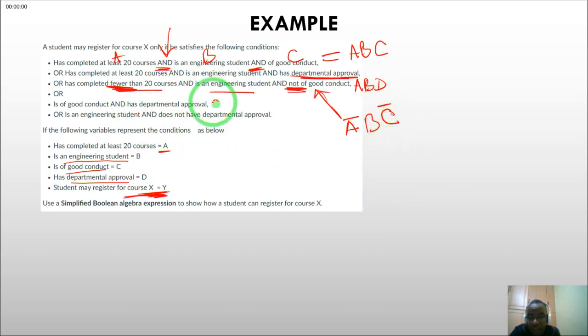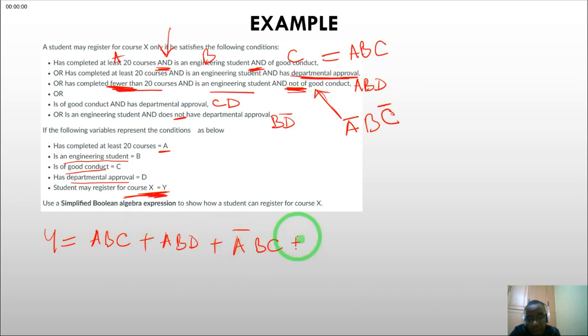So the other one, we can express as CD, because it's good conduct and departmental approval. And the last one is expressed as B D bar, because this is not having departmental approval. So the final expression may be written as Y equals A B C, or A bar B C, or B D, or B D bar. This is the problem we want to solve using basic Boolean algebra. And in particular, we note that we are going to apply the consensus theorem.